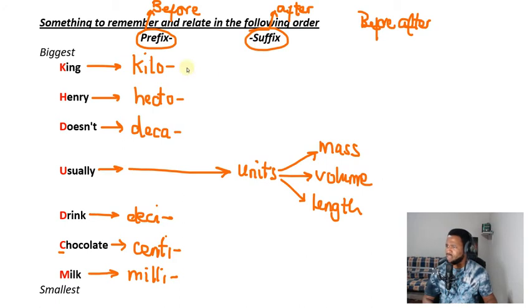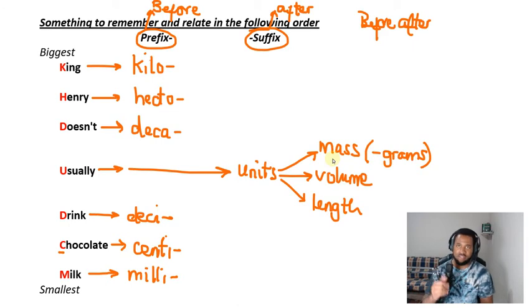So take note that for the units, which are the base units, mass is usually measured with the suffix grams. But other countries use other units, like for example pounds, mainly in the United States.